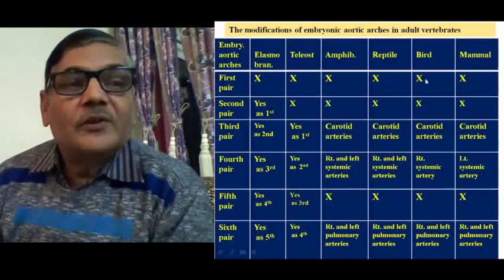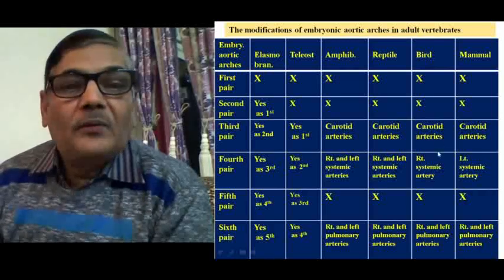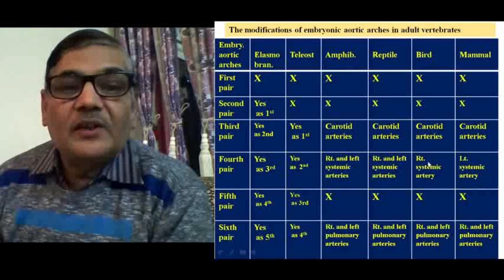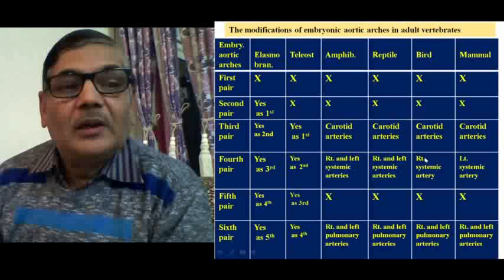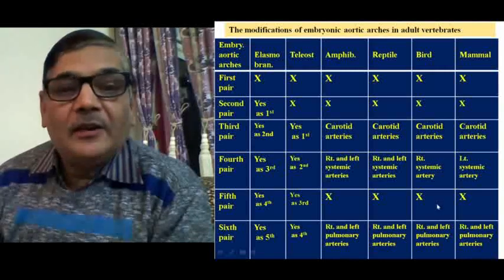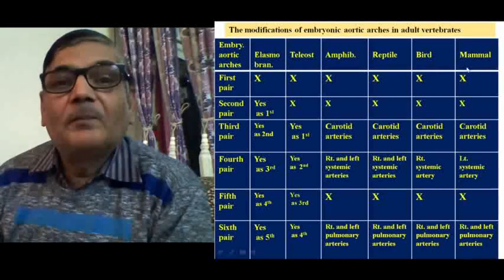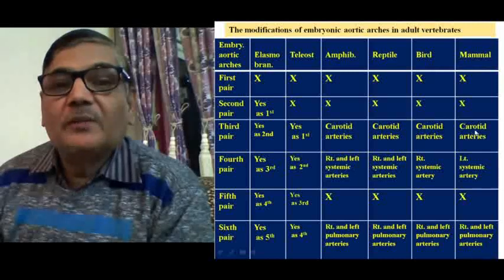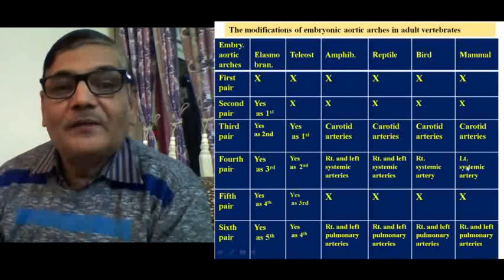In case of birds, the third pair is referred to as carotid arteries. Fourth pair is referred to as right systemic artery. This is an important aspect to remember, that in case of birds, only right systemic artery persists. Left one is totally lacking. And here the sixth aortic arch persists in the form of right and left pulmonary arteries. In case of mammals, third pair persists in the form of carotid arteries, and the fourth pair persists in the form of left systemic artery.